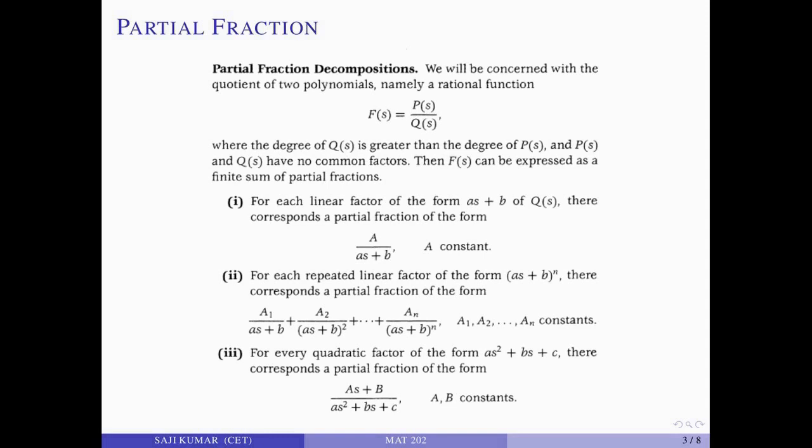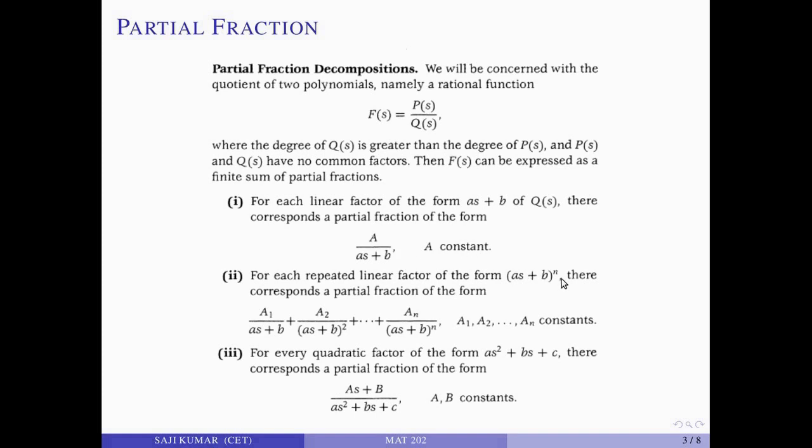In finding inverse Laplace transform, if F(s) is a rational function of the form F(s) = P(s)/Q(s), where the degree of Q(s) is greater than the degree of P(s), we can represent F(s) as a finite sum of simpler fractions called partial fractions. If in the denominator there is a linear factor of the form as + b, the corresponding partial fraction will be A/(as + b), where A is a constant.